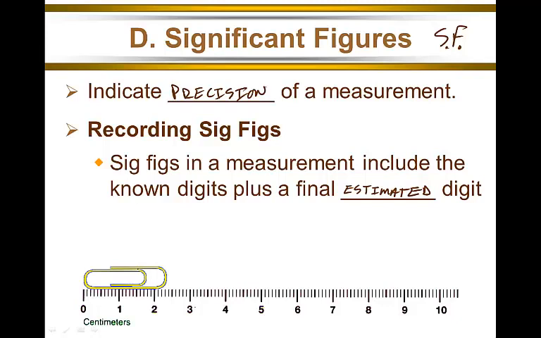So let's look at this paperclip. We're going to use this paperclip example to go through this definition. We look at this ruler. We know it's at least 2 centimeters long. How do we know? Well, it's past the 2. It's between the known 2 and the digit 3. I'm going to put a K for known.